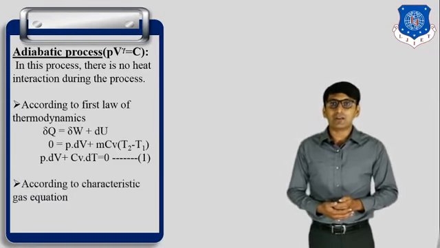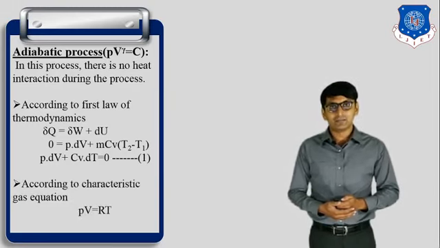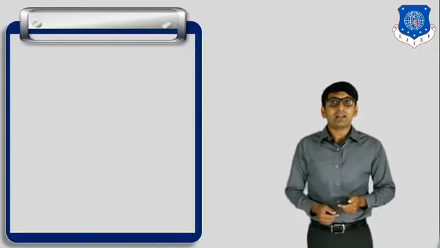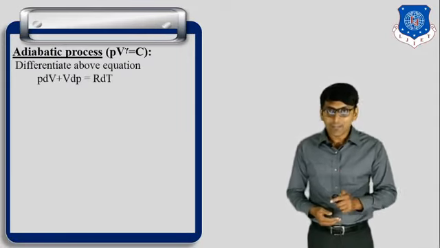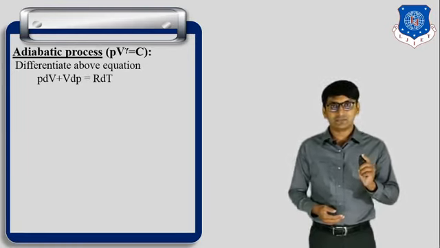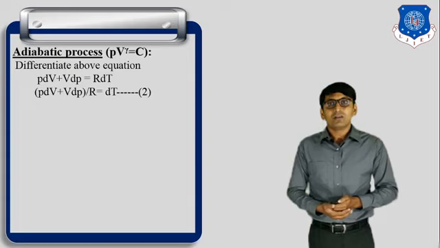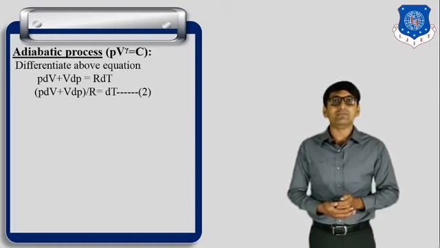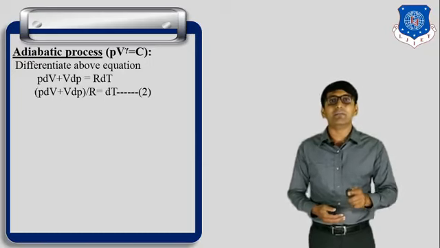Now the second step, according to the characteristic gas equation, PV is equal to RT, because the mass is 1 kg. Now differentiate this equation, so we get P into dV plus V into dP is equal to R into dT. That is the differentiation of PV is equal to RT. If we cross multiply R to the other side, P into dV plus V into dP divided by R is equal to dT. That is equation number 2.